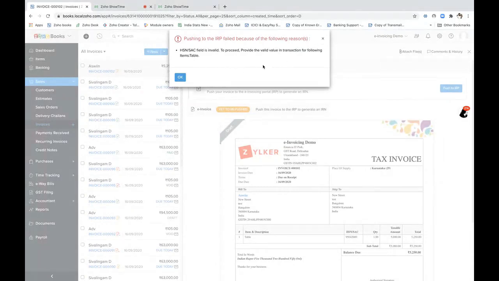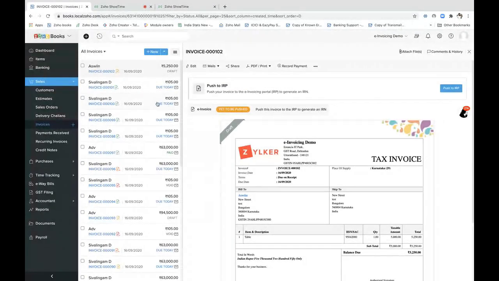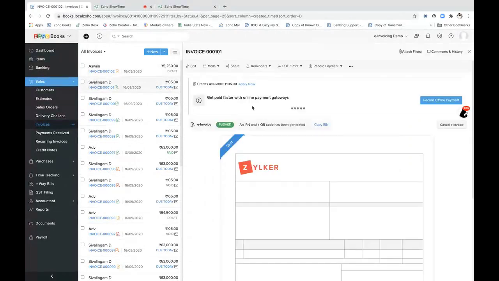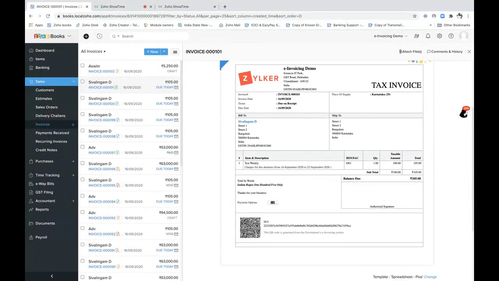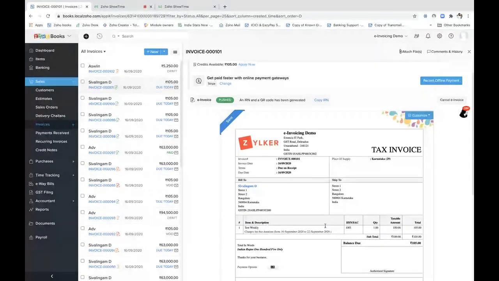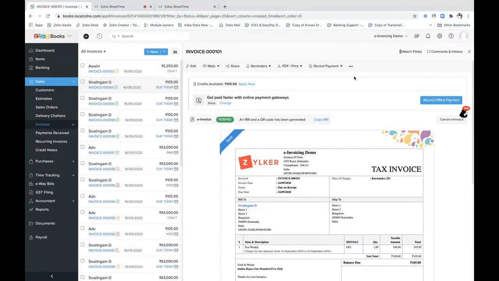So if at all there are no errors as such, the IRN will be generated and you would have an option of copy IRN. If you just scroll down a little bit, you would find this invoice which has a QR code and the IRN, the 64 digit alphanumeric code. So now you can send this invoice to your customer. All right. Okay, now we have seen how you create an invoice without an e-waybill, right?